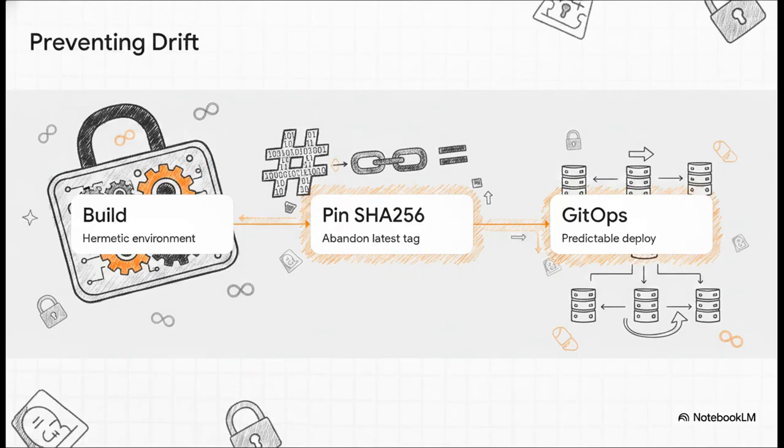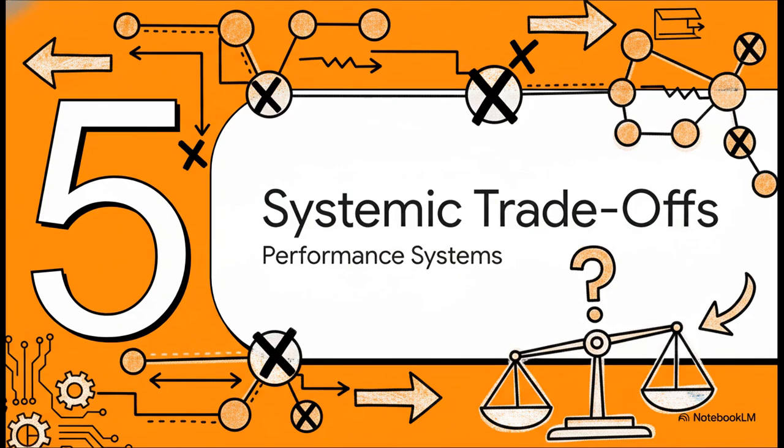So how do we actually fix this? You must strictly build the Docker image exactly once in an ephemeral, hermetic environment. Then you completely abandon mutable tags like latest or v1.4. Instead, you pin the exact SHA-256 cryptographic digest of that image. Finally, you deploy that exact mathematically guaranteed hash predictably via GitOps admission controllers. We shouldn't care about the name of the version, we only have to care about the undeniable integrity of the hash.